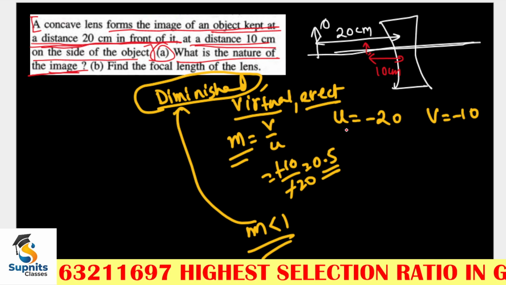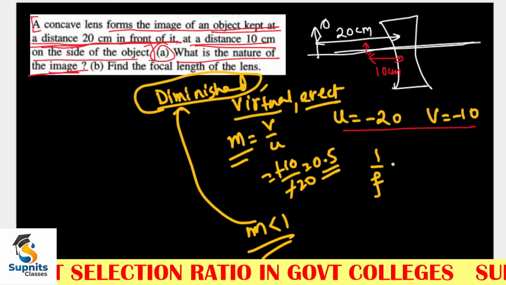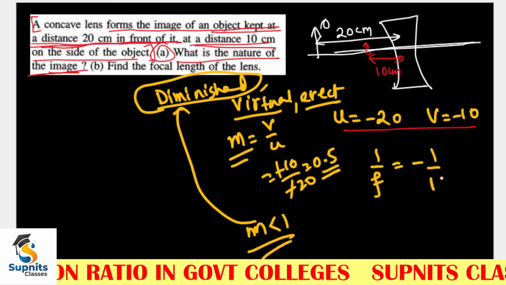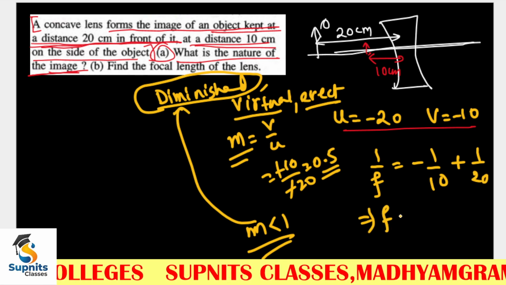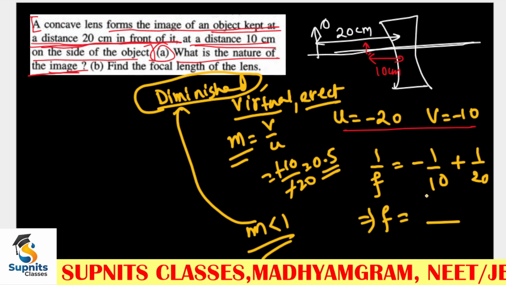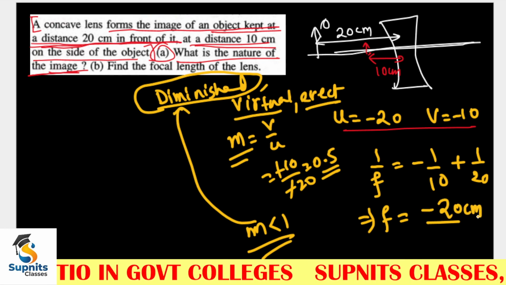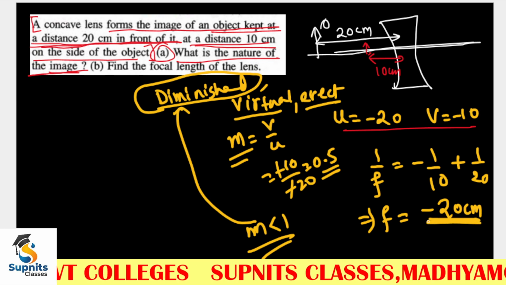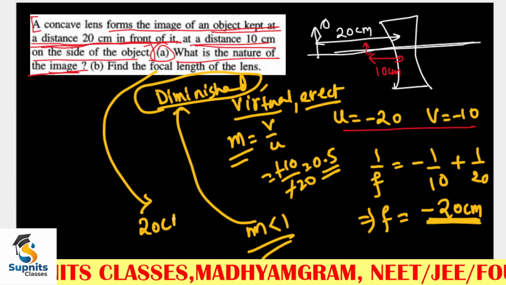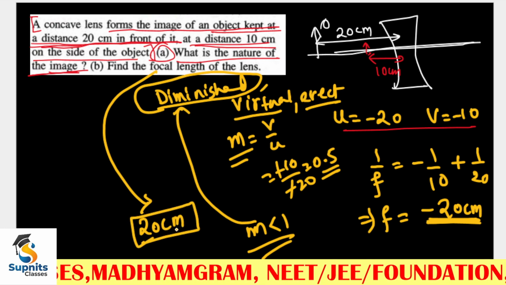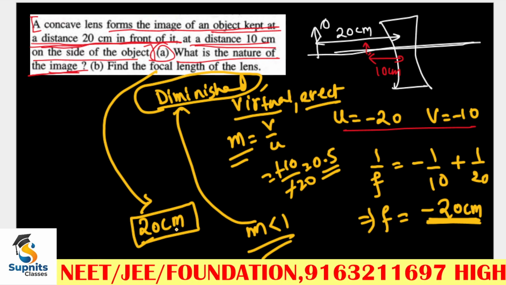Okay, so from here now I have to calculate what? I have to calculate focal length. So please use this formula, minus minus plus 1 by 20, and I think every one of you can calculate this focal length. Okay, minus 20 centimeter. So focal length is 20 centimeter.